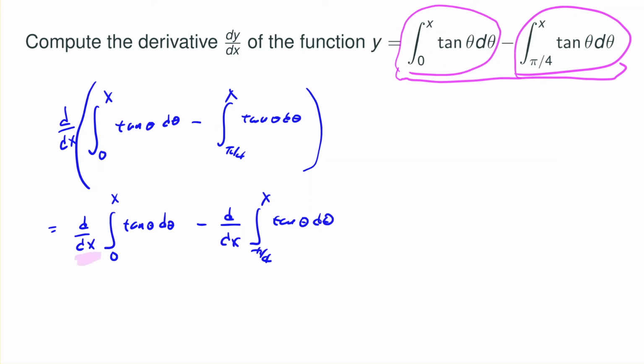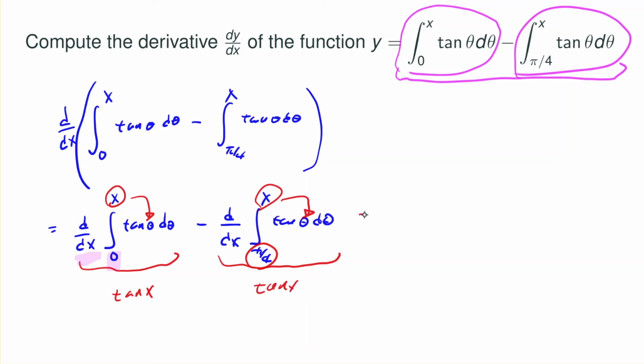So when we take the derivative with respect to x, we have to have a number as the lower limit. It doesn't have to be only 0, it can be any constant. And by the fundamental theorem, the derivative of this is tangent x. So this variable goes here. Same here, the derivative of this is tangent x, since pi over 4 is a constant. So x goes here. So we essentially have tangent x minus tangent x, which is 0. So the derivative of this function is 0.